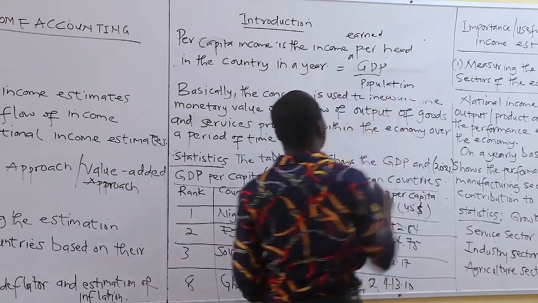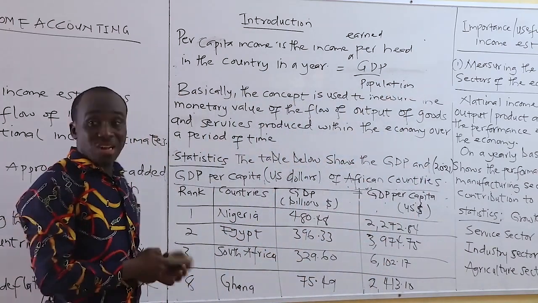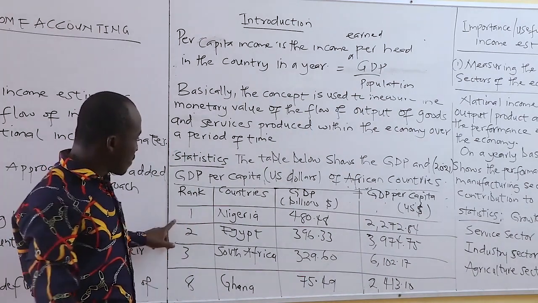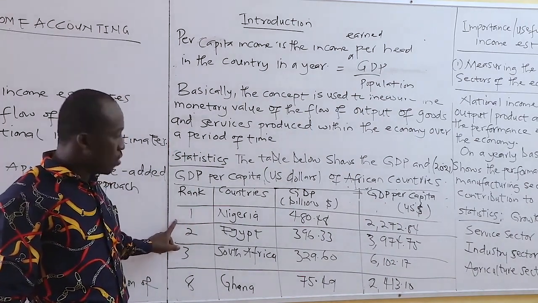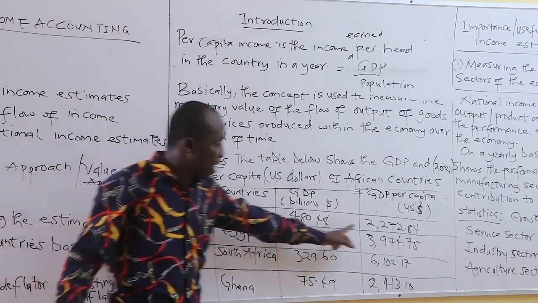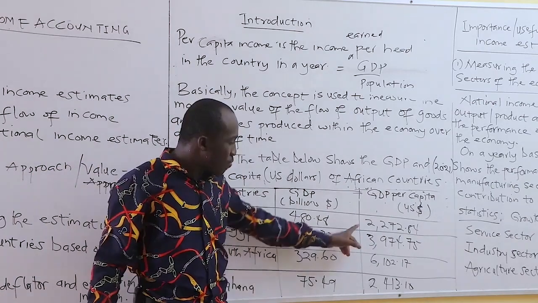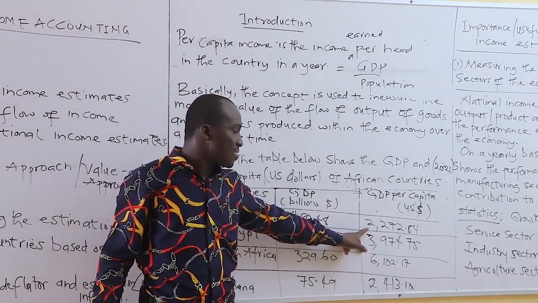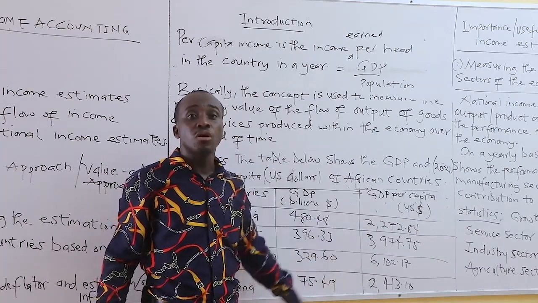So what is the per capita income? Later we're going to learn how to calculate it. In a year, how much does everybody earn? In Nigeria, for instance, there are 230 million people. That means if you divide the GDP by population, what you have is per capita income. What does it mean? It means that everybody in the country, on average, in 2001, earned $2,272.84.